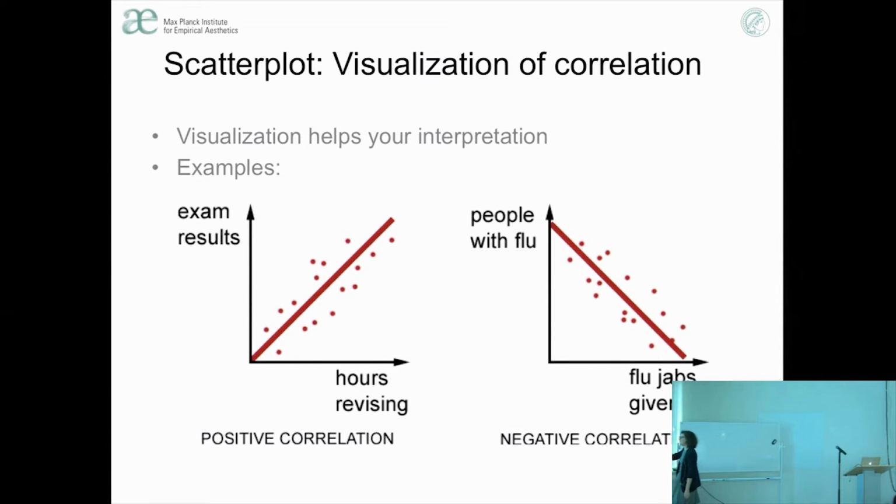Here in the example, you have one variable that measures the hours that somebody spent revising for an exam. And then the other variable would be their exam result in the end. You can see here that the more hours people revise, the higher their exam scores. That's what the line is telling you. This is an example of a negative correlation. One variable is the number of flu shots or flu jabs that have been given to a certain population, and the other variable is the number of people in that sample that have the flu. You can see that the fewer flu jabs are given, the more people with flu in your sample.